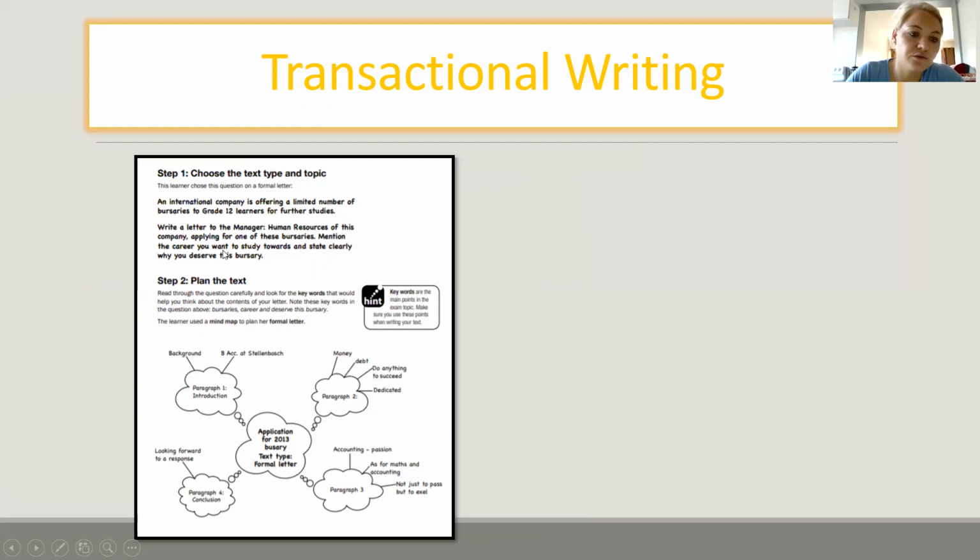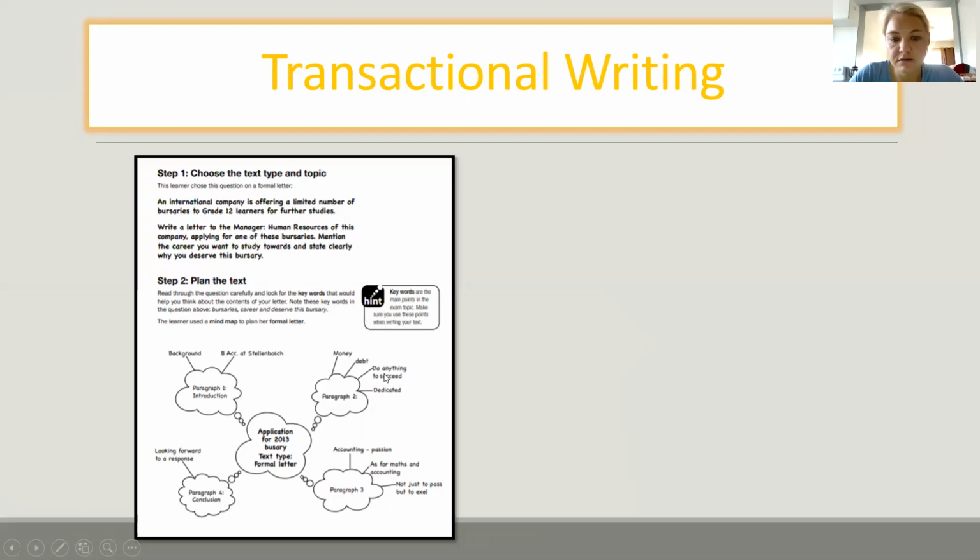So here, this person will need to write a letter to a human resource manager of a company for a bursary, and they need to state in their letter why they want the bursary, and mention the career they want to go into, and also why they deserve the bursary. So you will write down your topic here for planning. Then the first paragraph will be your introduction. You can use keywords, the background, and then you will need to state what you want to study and where: at Stellenbosch, B, accounting. Second paragraph.